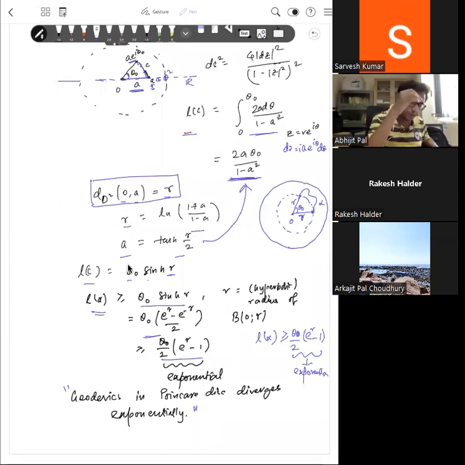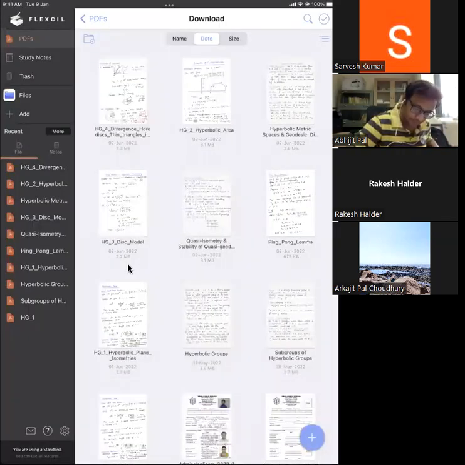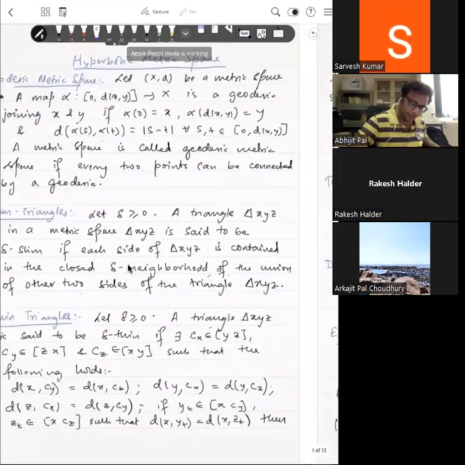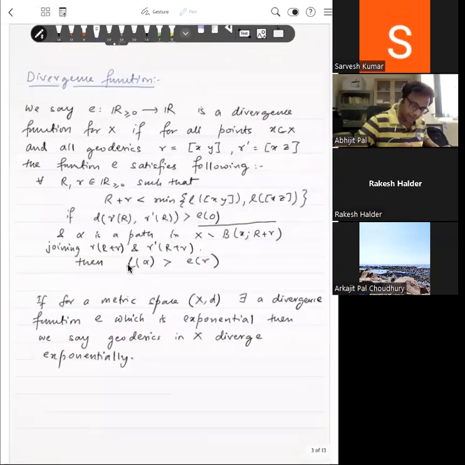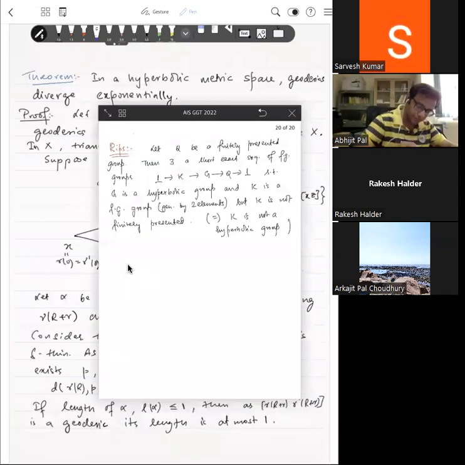Now let us move to your delta hyperbolic metric space and try to see the same thing there. I have given here the definition of the divergence function. I'll come to the definition later. Let me first do something in your delta hyperbolic metric space. I want to do the same kind of thing there, so let me draw a picture.